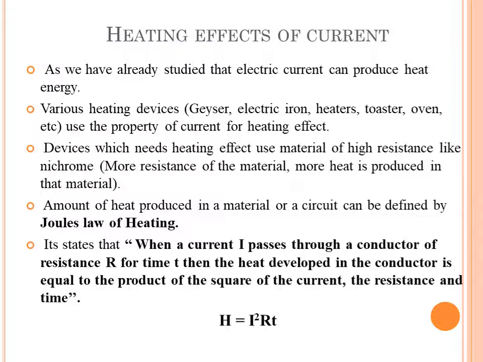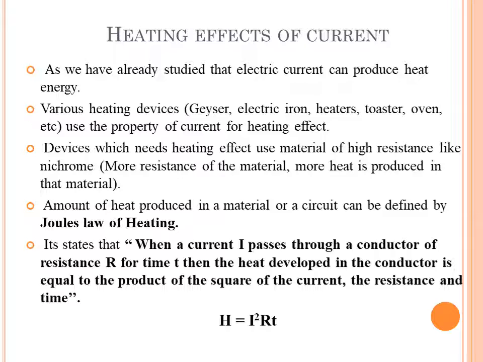Next is heating effects of current. This also we have already studied in the previous classes, that wherever there is current present, heat is being produced. So various heating devices, for example, geysers, electric irons, heaters, toasters, microwave ovens, they all use the property of current for heating effect. Devices which need heating effect use material of high resistance like nichrome. That is, more resistance of the material, more heat is produced in that material.